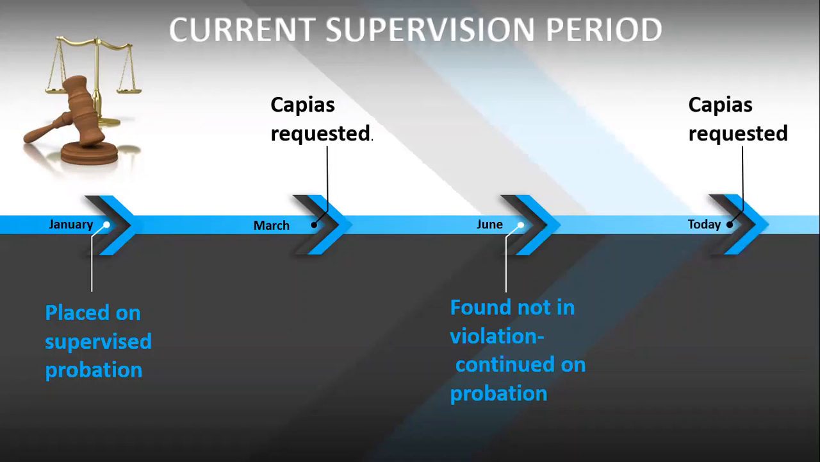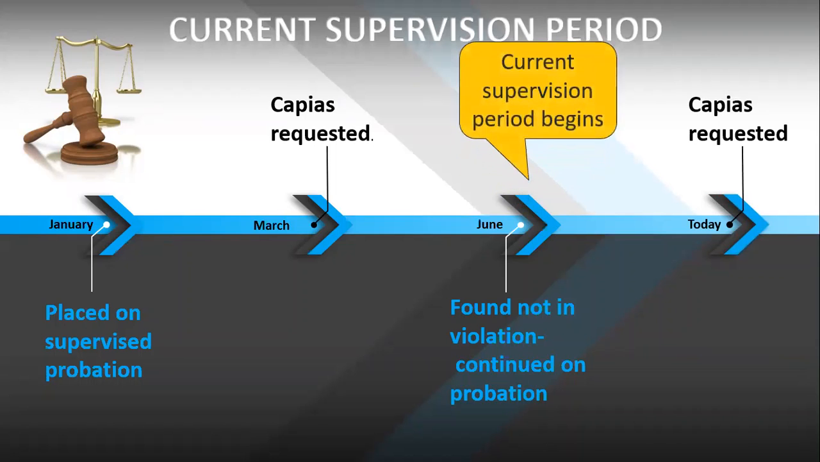When it comes time to complete and submit the probation violation guidelines, the current supervision period begins back in June when the defendant was most recently continued on supervised probation. You cannot go back and rehash any of the alleged violations from the previous period of supervision, as the court already made a decision about those violations in June.